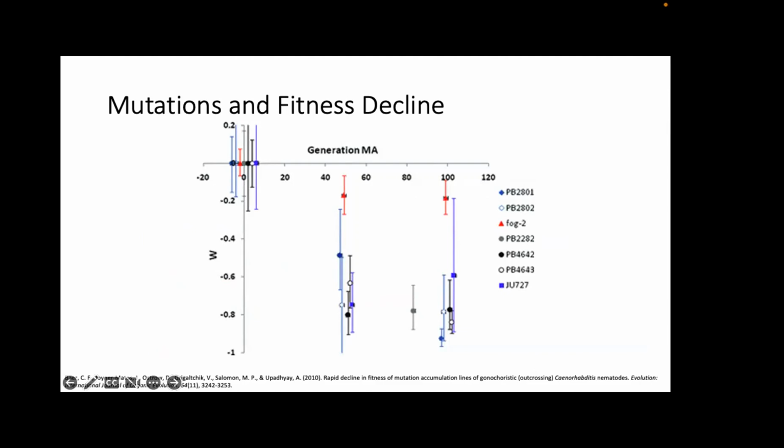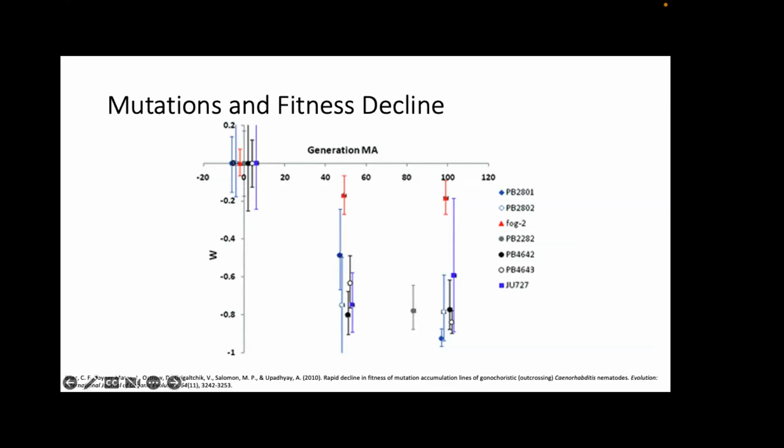Now, previous work has shown that if you allow mutations to accumulate in the absence of selection, fitness does decline. This is from a study done on outcrossing nematodes. As you can see, over generations of MA, or mutation accumulation, the overall fitness, W here, declines over time. And this is a pattern that we've seen through experiments and through various different setups. However, that can't really be the whole story.